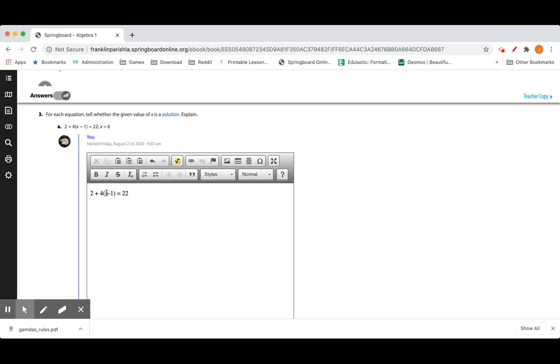Parentheses first. 6 minus 1 is 5, so that would be 2 plus 4 times 5. 5 times 4 is 20, so 2 plus 20, because we do our multiplying next. And 2 plus 20 does equal 22, so this does check out. It is a solution. x equals 6 is a solution.